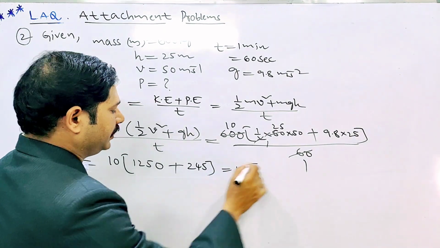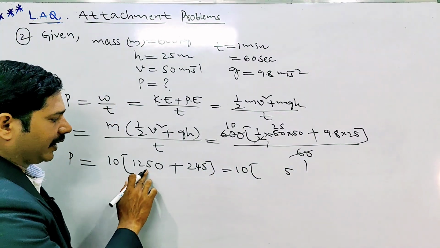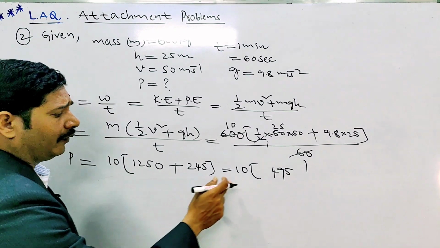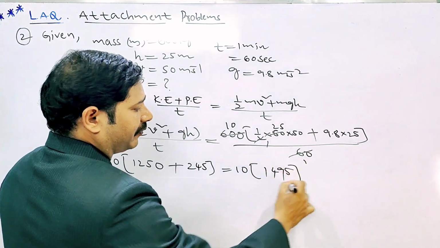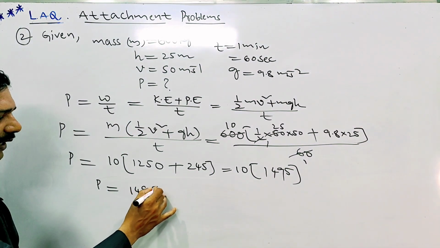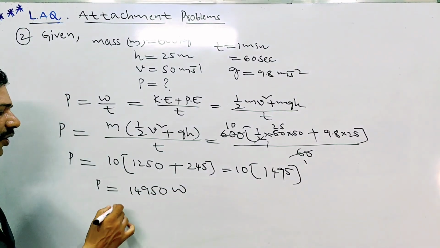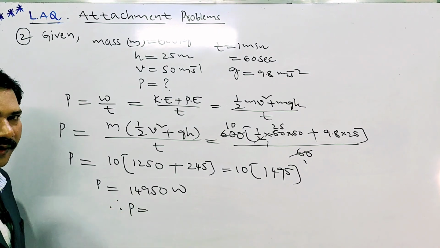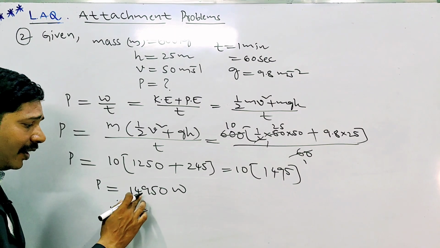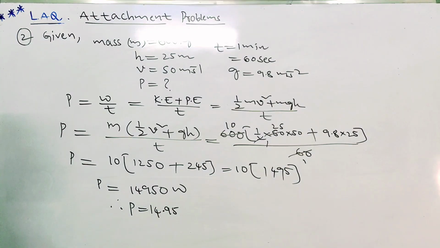10 into 1250 plus 245. 0 plus 5 is 5, 5 plus 4 is 9, 2 plus 2 is 4, and 1. 14995. That means P equal to 14950 watts. Power units are what? Watts. In kilowatts, writing time, power P equal to, 3 decimals we have to move to the left hand side. Why? Because dividing by 1000. So 14.95, this 0 there is no need to write after the decimal.